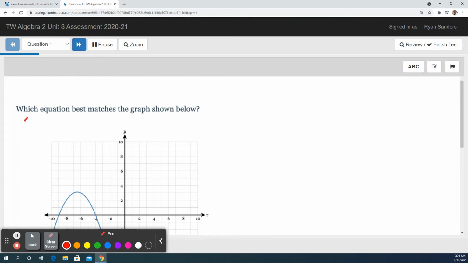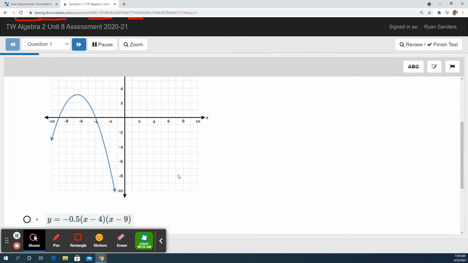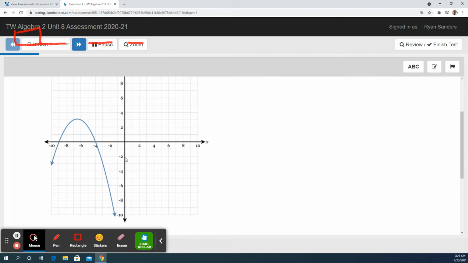We are trying to find out which equation matches the graph below here. So let's go ahead and take a look at the graph. All right, so I think it's better just to build the equation, not to match it. That'll be more informative. So as we look at it, we can see that it's a quadratic equation.